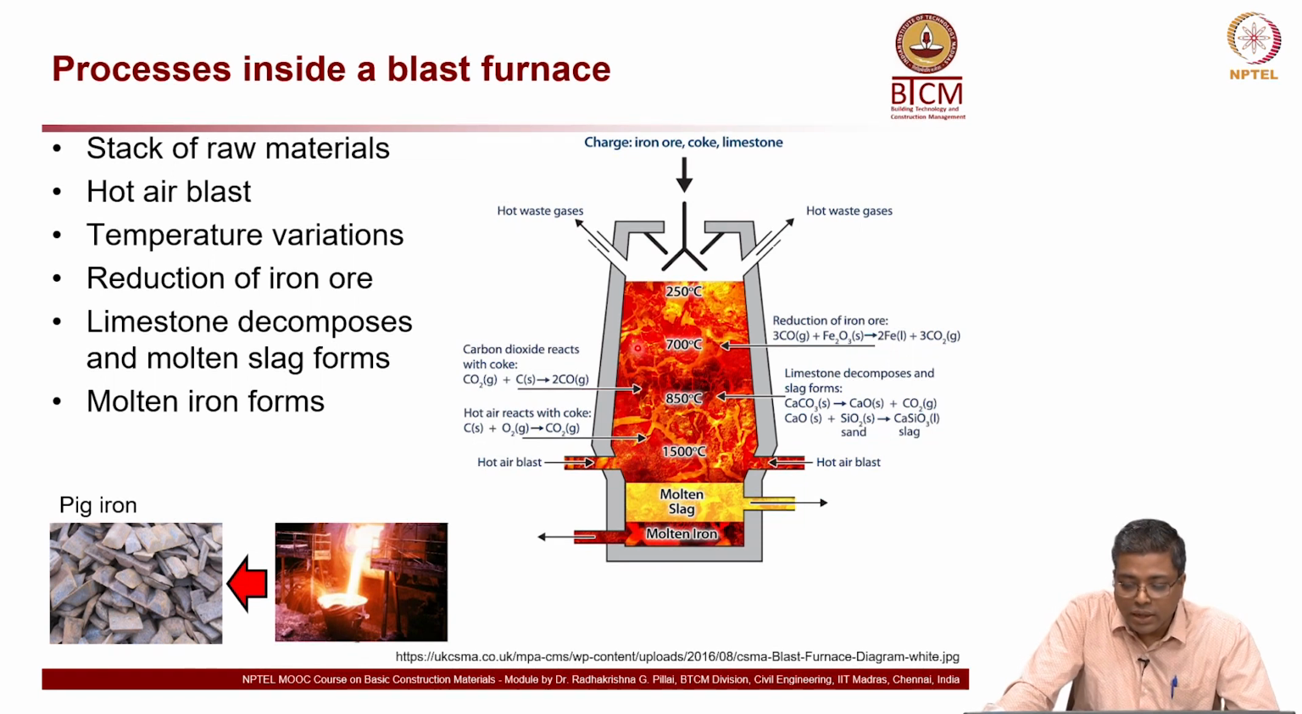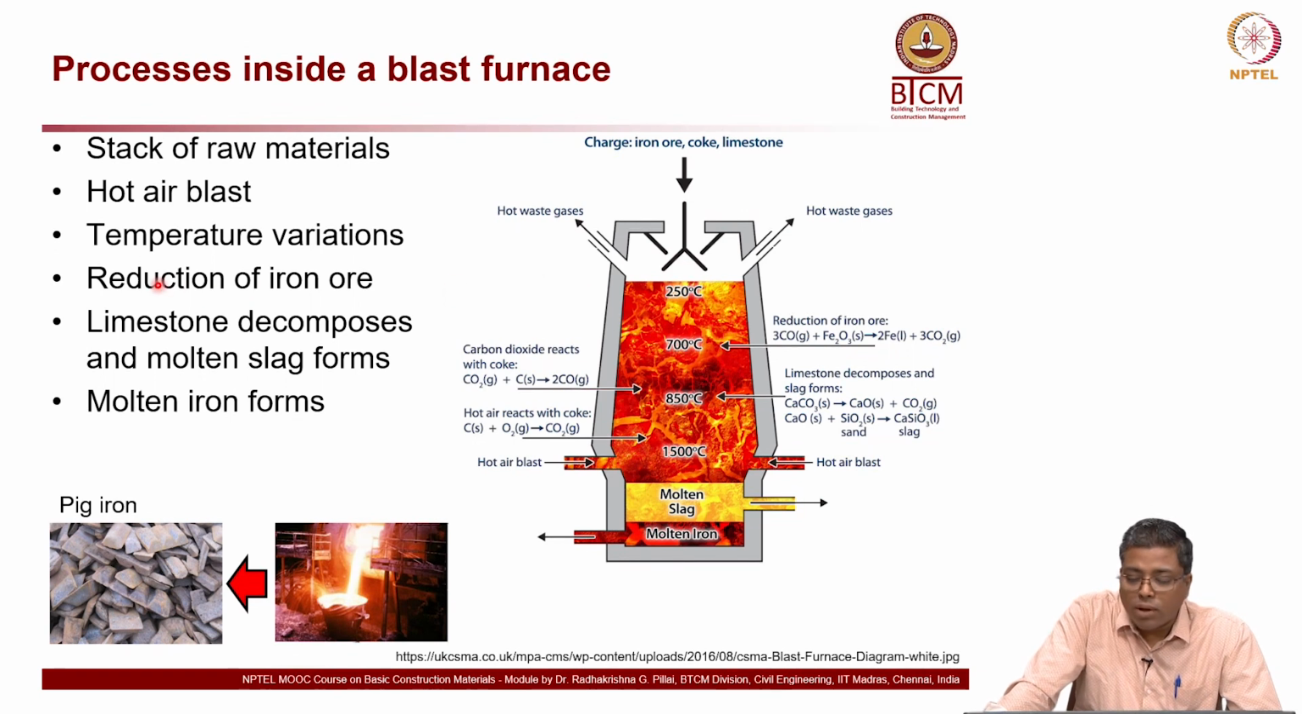Then you have this hot air blast, which is almost at the bottom of the furnace, and because of this hot air there is a temperature variation. As you can see, at the bottom it is 1500 degrees Celsius. As you move up, 850, 700 and up to about 250 degrees Celsius at the top of the furnace.